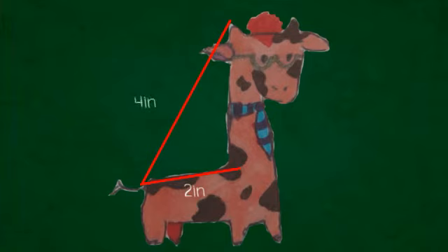And to find the length from the tip of my horns to the bottom of my neck, you would times 2 inches by the square root of 3, leaving you with 2 square root of 3.